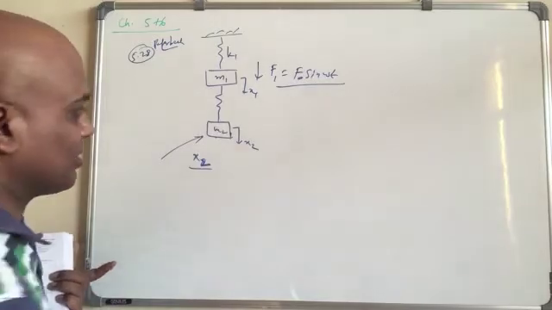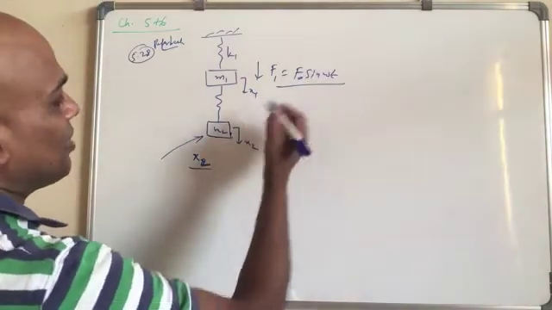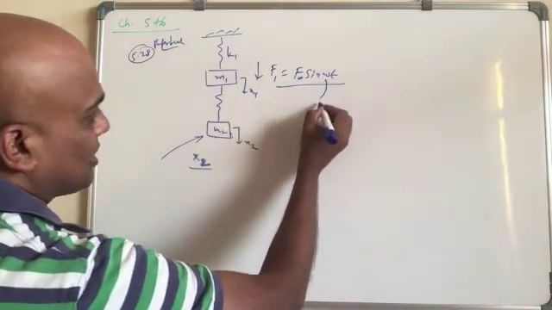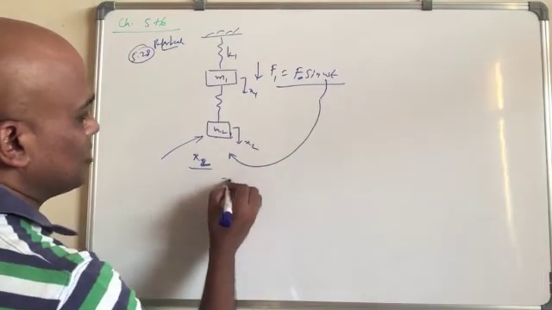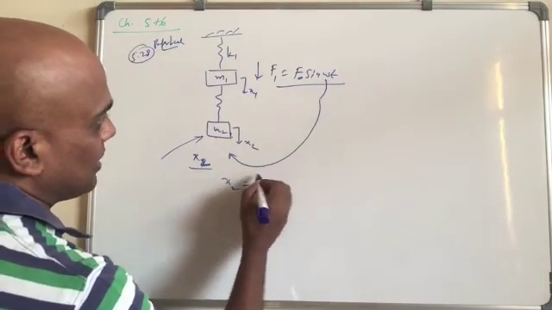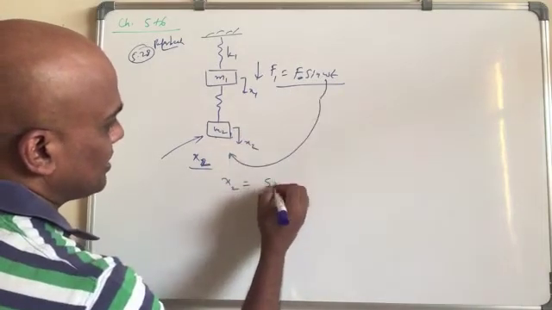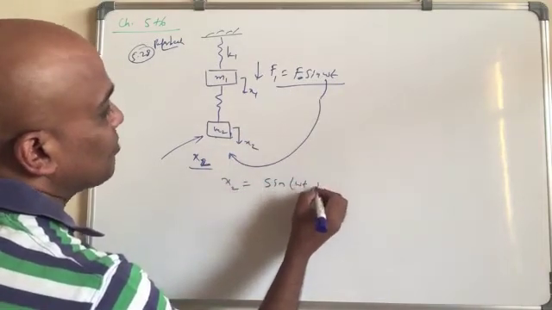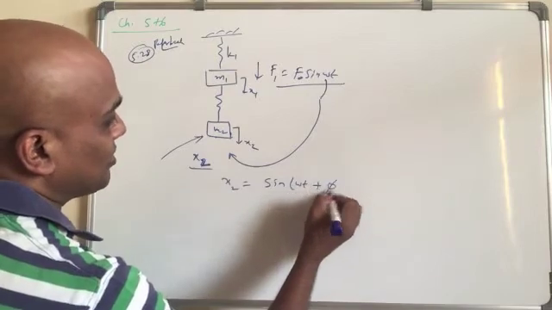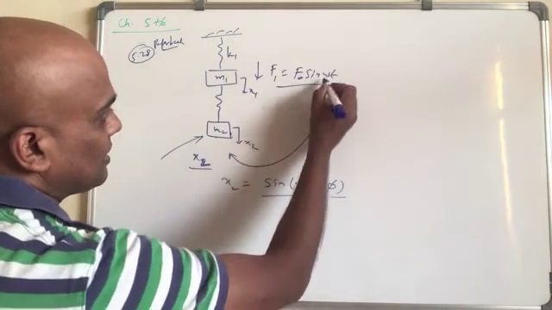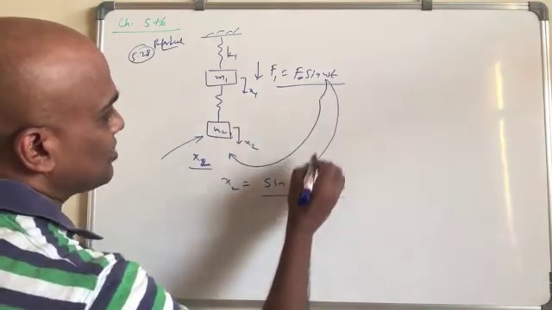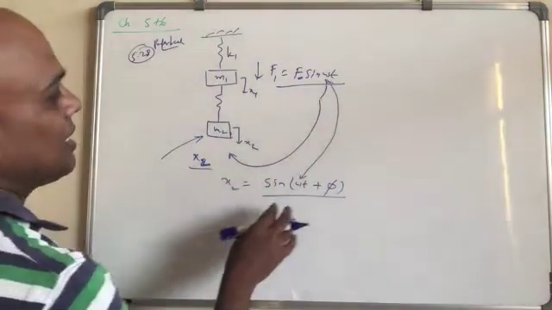Automatically, whatever the omega here, the same omega will come here. So x2 will also be a function of omega only. If this is sine omega t, this also will be sine omega t plus some phi. So both of these omegas will match.